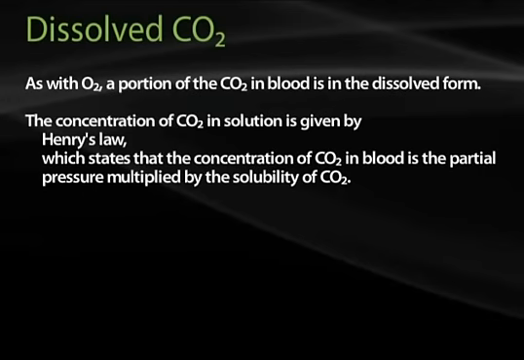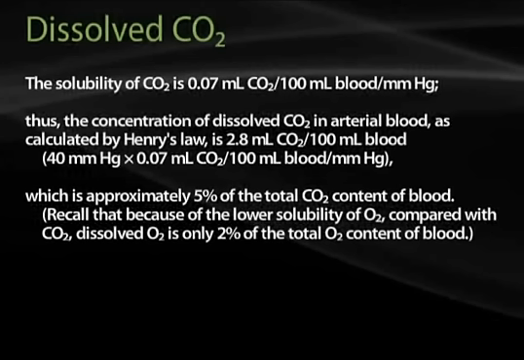Just like with oxygen, a portion of the carbon dioxide is carried as dissolved. We can use Henry's law just as we did for oxygen, stating that the concentration of CO2 in the blood is the partial pressure multiplied by the solubility. The solubility of carbon dioxide is 0.07 milliliters per 100 milliliters of blood for every millimeter of mercury. So, the concentration of dissolved CO2 in arterial blood is calculated by Henry's law as 2.8 milliliters of CO2 per 100 milliliters of blood, 40 times 0.07. This is approximately 5% of the total CO2 content of the blood.